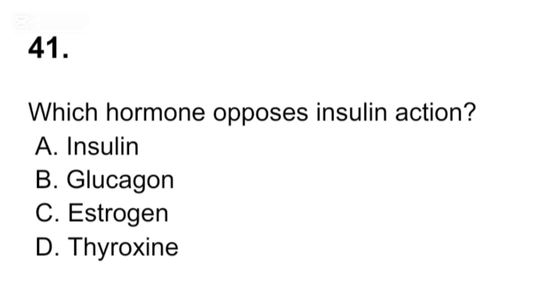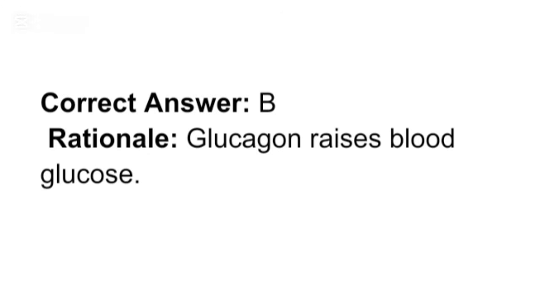41. Which hormone opposes insulin action? A. Insulin. B. Glucagon. C. Estrogen. D. Thyroxine. Correct answer, B. Rationale: glucagon raises blood glucose.